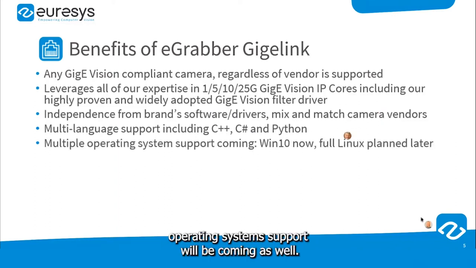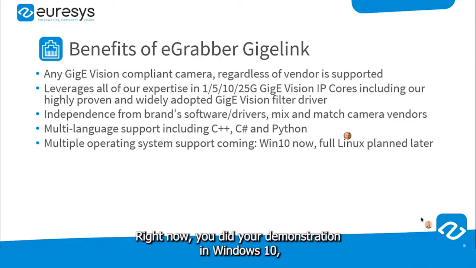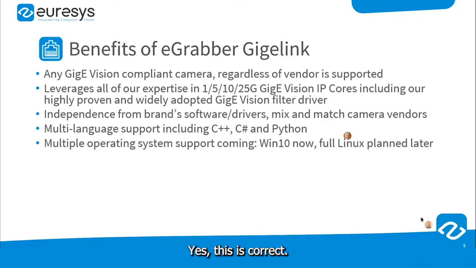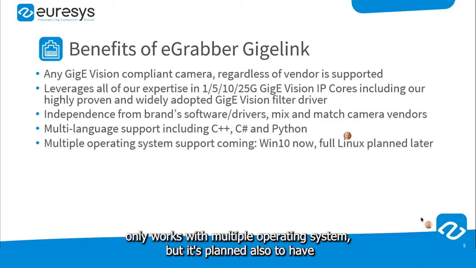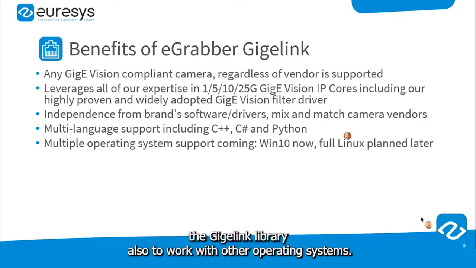Multiple operating system support will be coming as well. Right now, you did your demonstration in Windows 10, but I understand that full Linux support is planned as well. Yes, this is correct. Right now, everything concerning CoaXPress already works with multiple operating systems, but it's planned to have the Gigelink library also work with other operating systems.